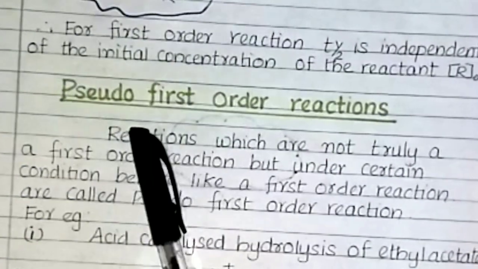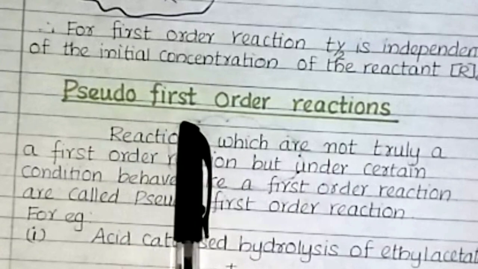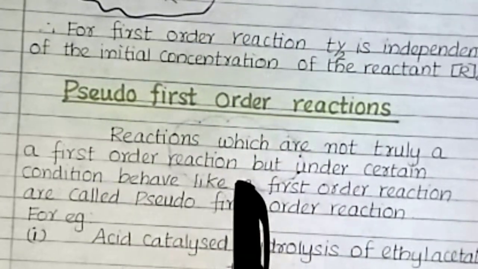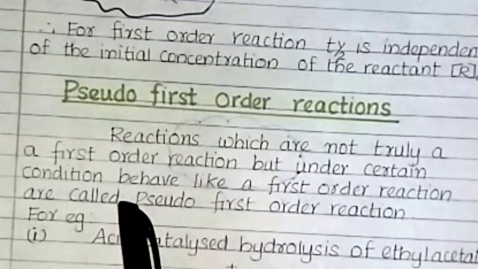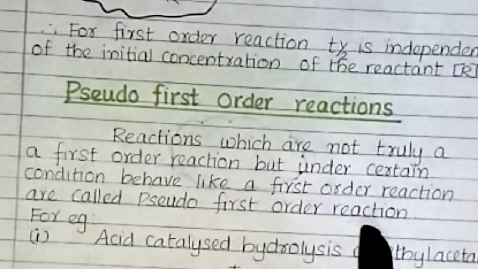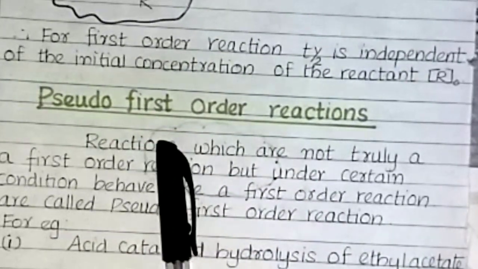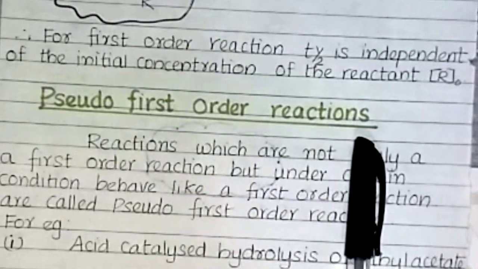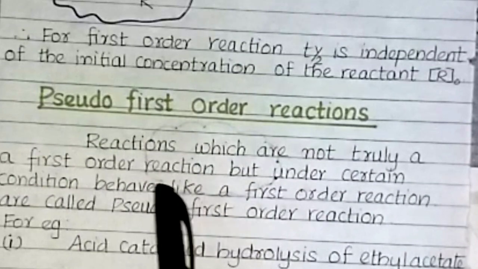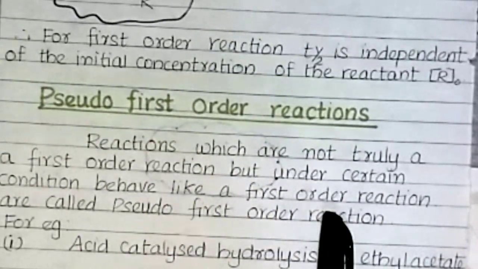Next our portion is pseudo first order reactions. Pseudo means false. Some reactions are not truly first order reactions, but under certain conditions behave like a first order reaction. Such reactions are known as pseudo first order reactions. Very important one. As a 1 mark question: what are pseudo first order reactions? Some reactions are not truly first order reactions, but under certain conditions behave like a first order reaction.